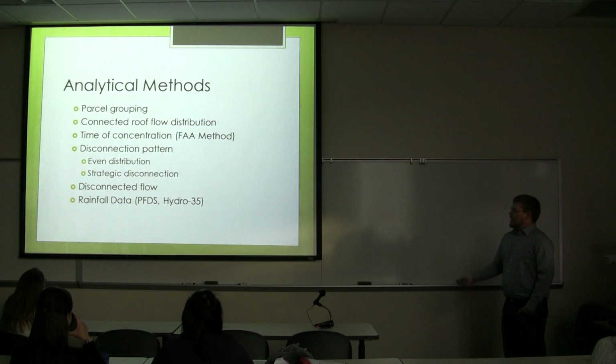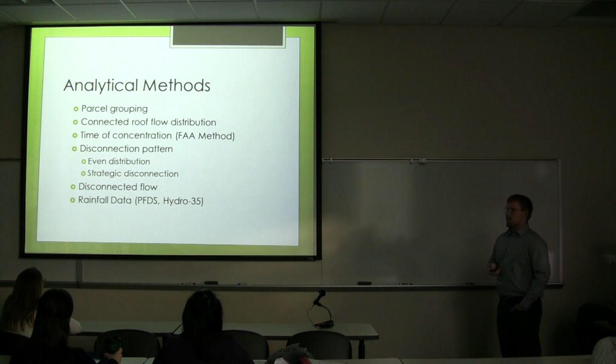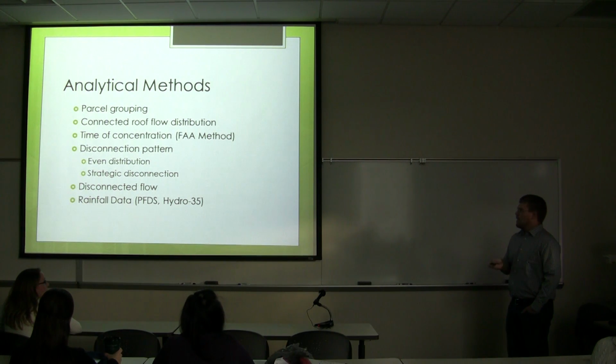And then following that, I'm going to skip out of order here and go down to our rainfall data. We used the precipitation frequency data server from NOAA's website, and it generated our IDF curve for the 2-year through the 100-year storm, and we only utilized up to a 25-year, and it used the Hydro 35 spatial distribution data from NOAA as well, from their National Weather Service.